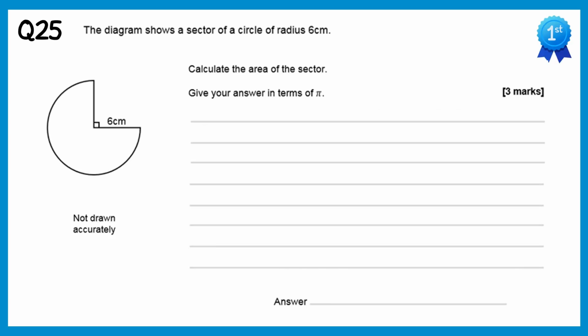For this question, we need to find the area of a sector. To do this, we're going to imagine first of all that it's not a sector, it's a whole circle. We'll use the formula for the area of a circle, which is pi r squared. The radius of this sector is 6, so it would be pi times 6 squared. 6 squared is 36, so that's 36 pi. Remember, in this question it said they want the answer in terms of pi, and we don't have a calculator.